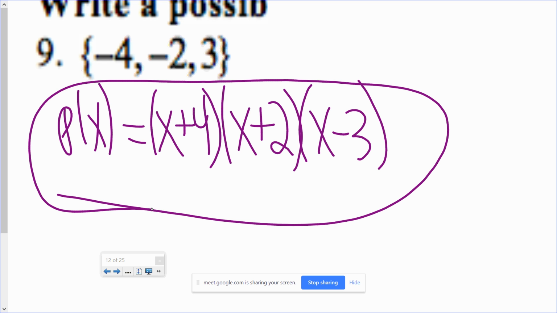Now, understand that there could be a number in front. There could be a 2 in front. There could be a -5 in front. All I know is that those are the zeros, so I know that those are the factors. But the equation could have something else in front. But I don't know what that is. It doesn't matter what that is right now. I know that the factors have to be those.